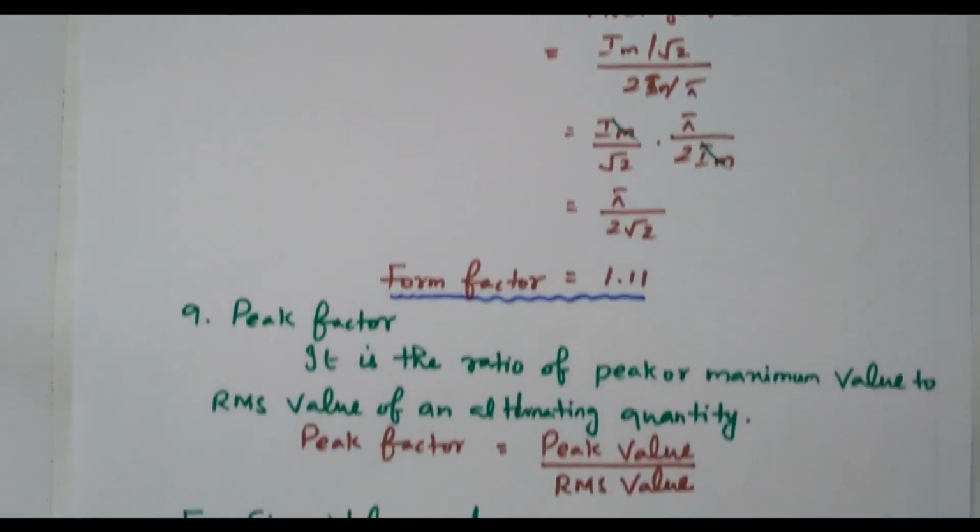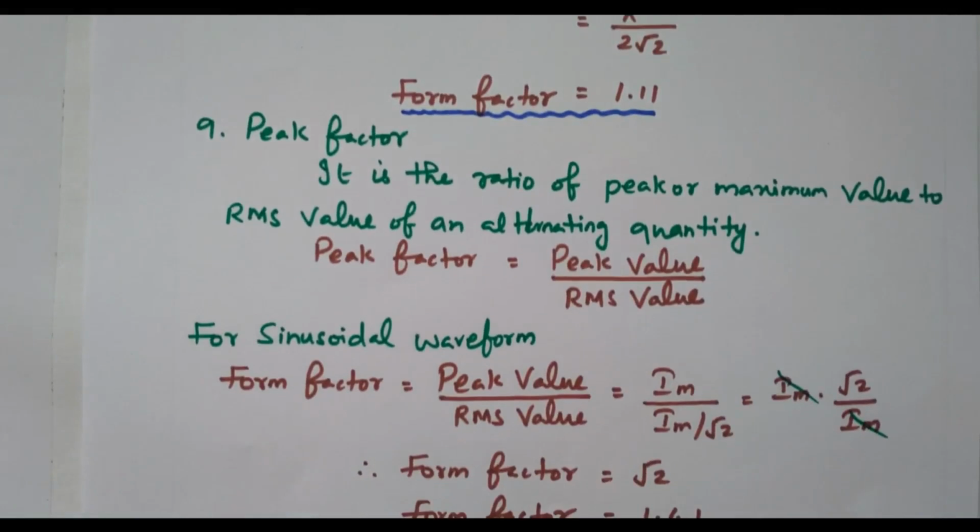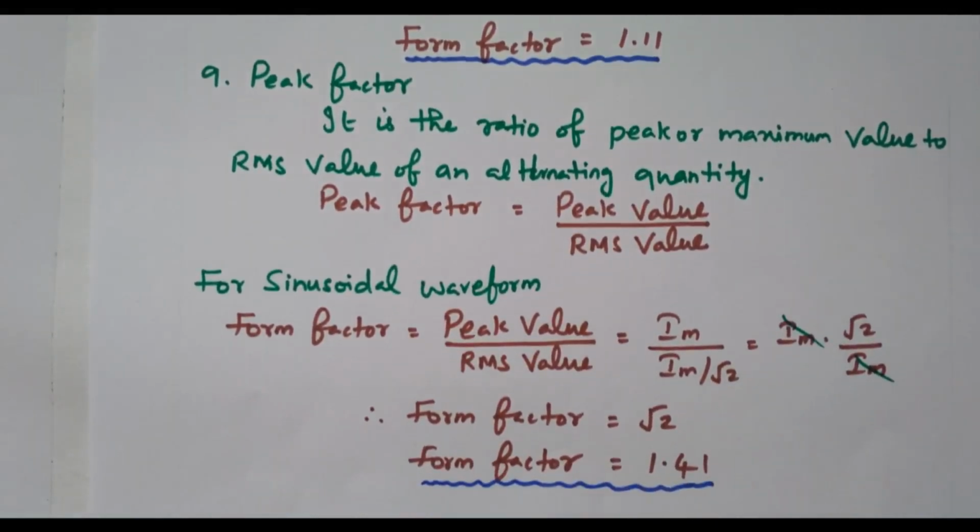Then we'll go to the peak factor. One more factor is available. It's called a peak factor. It is the ratio of peak or maximum value to the RMS value of an alternating quantity. So it is a ratio between peak value to RMS value. Again we will find it for sine wave. For sine wave, the peak value is Im. The RMS value we already calculated, Im by root 2.